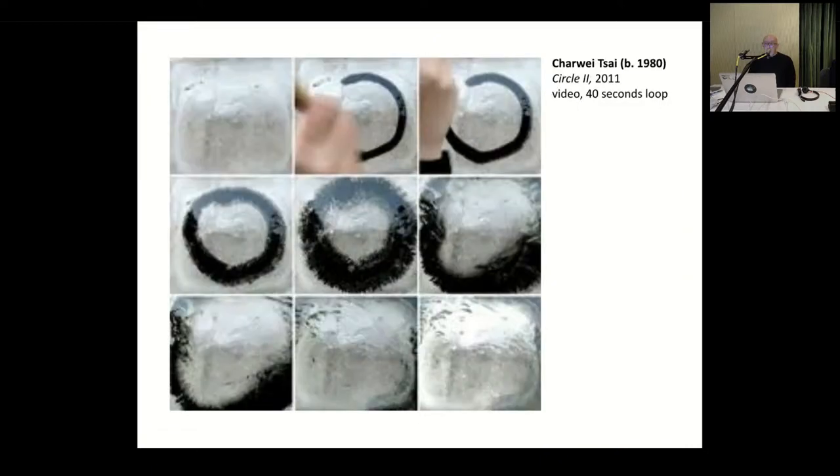The Taiwanese artist Cha Wei Sai takes us almost back to the beginning of my presentation. Here she is seen painting an Enso on the surface of a block of ice. As the ice melts, the ink becomes diluted by the meltwater and is slowly washed away from the block of ice, making a blank space once again for the artist to repeat the action. Again, repetition, simple geometry, and the ephemeral meet in this hypnotic work.